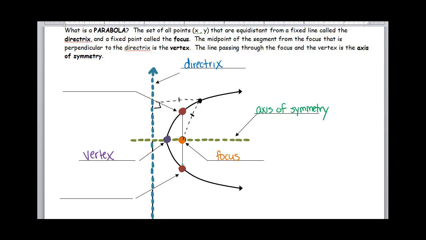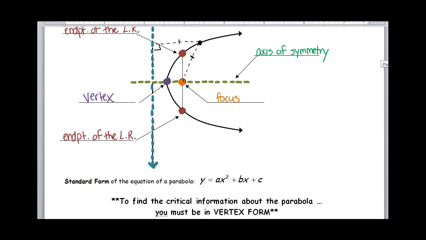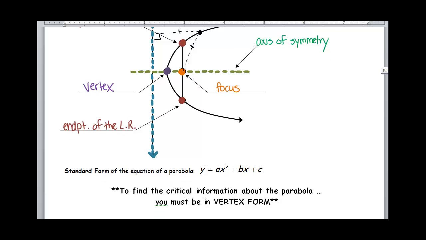Lastly, we have these two red dots. These red dots are the endpoints of the latus rectum, or the LR. They determine how wide or how skinny our parabola is going to be. Now, last year you talked about vertex in standard form, which is y equals ax squared plus bx plus c. This year we want to know a lot more critical information, so we need to look at a parabola in vertex form, which you can see on the next page.